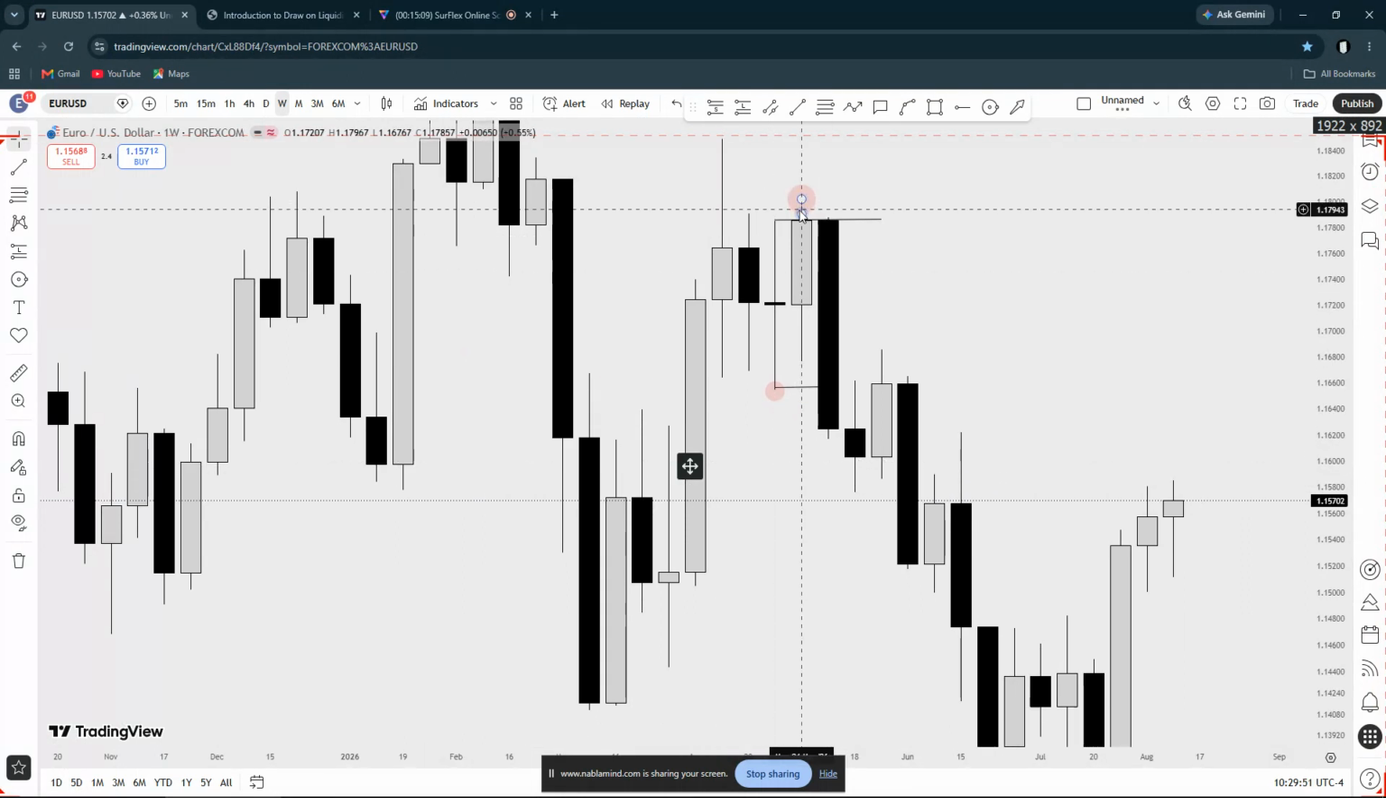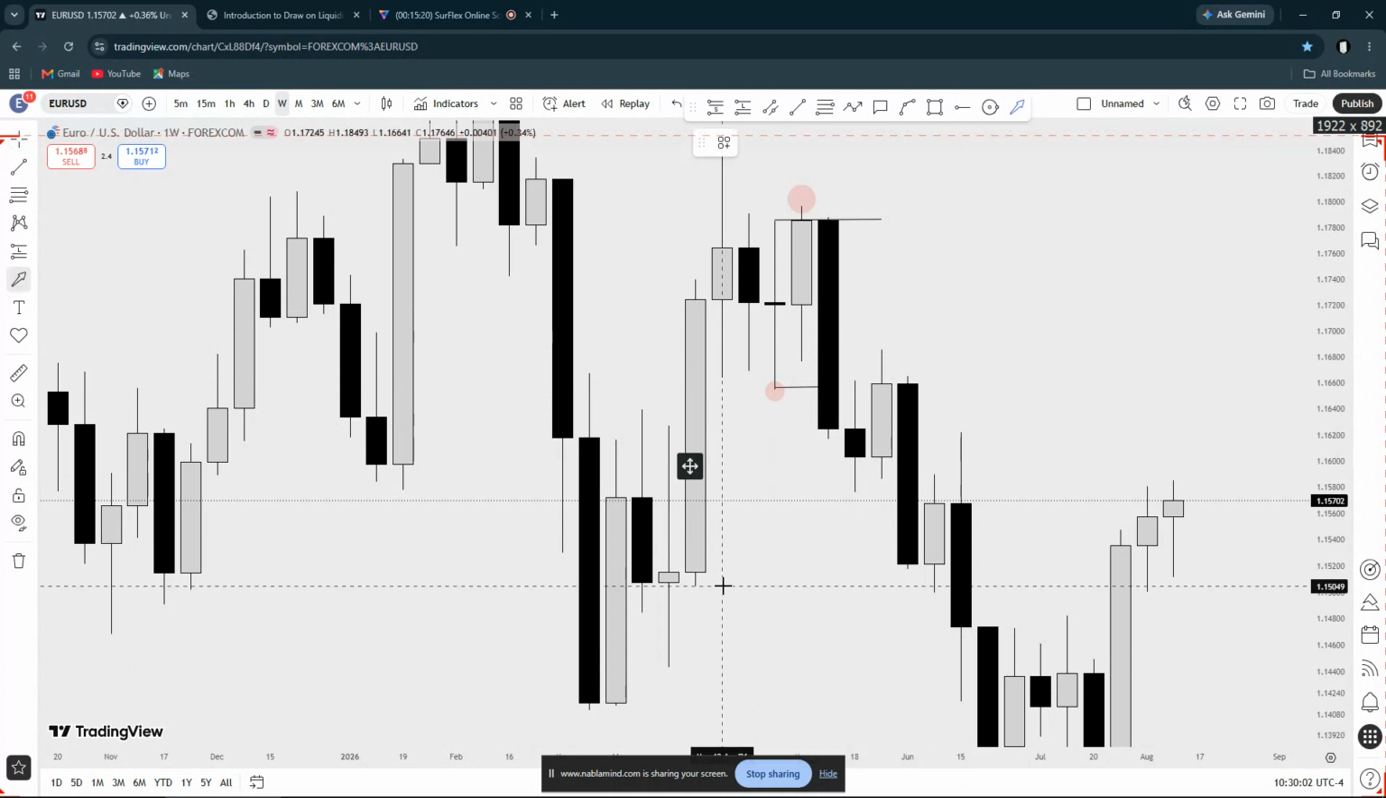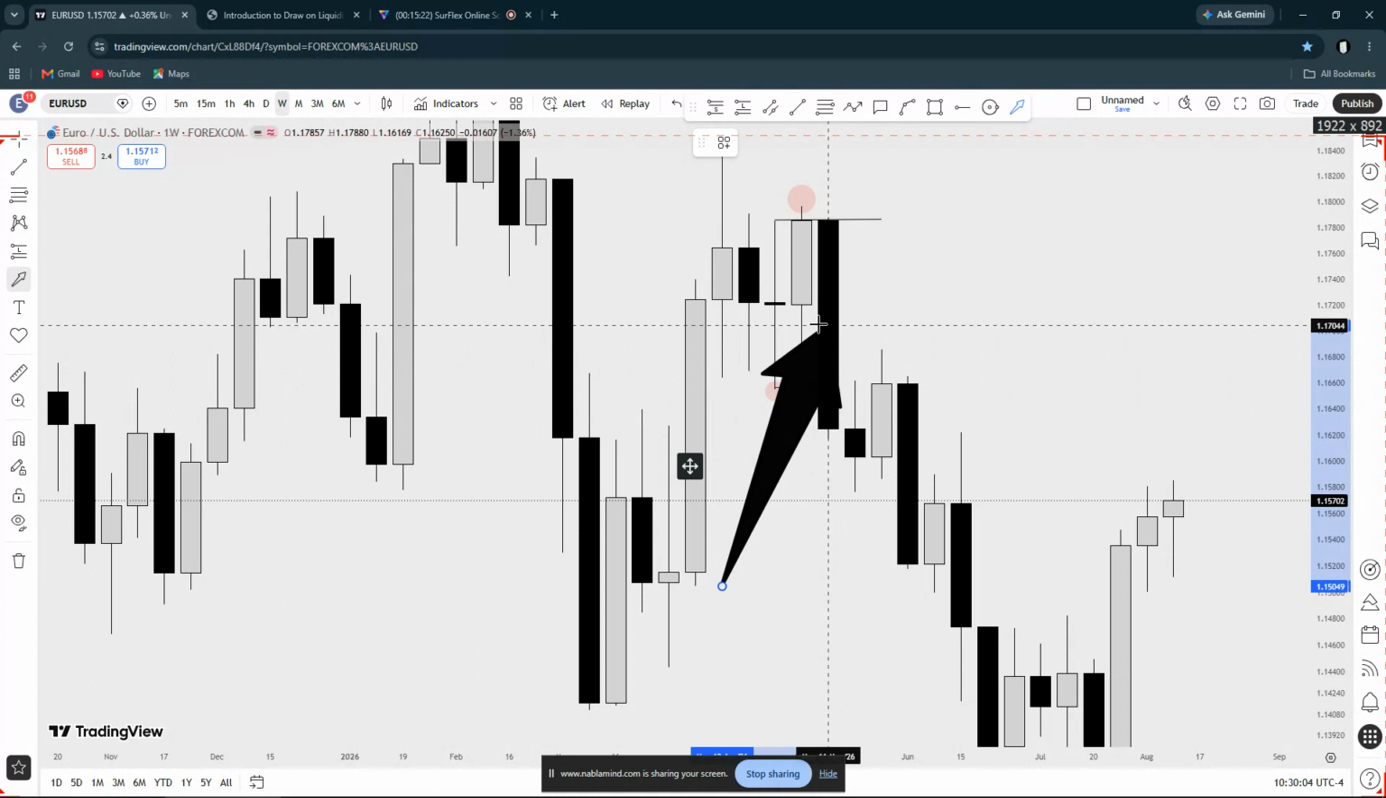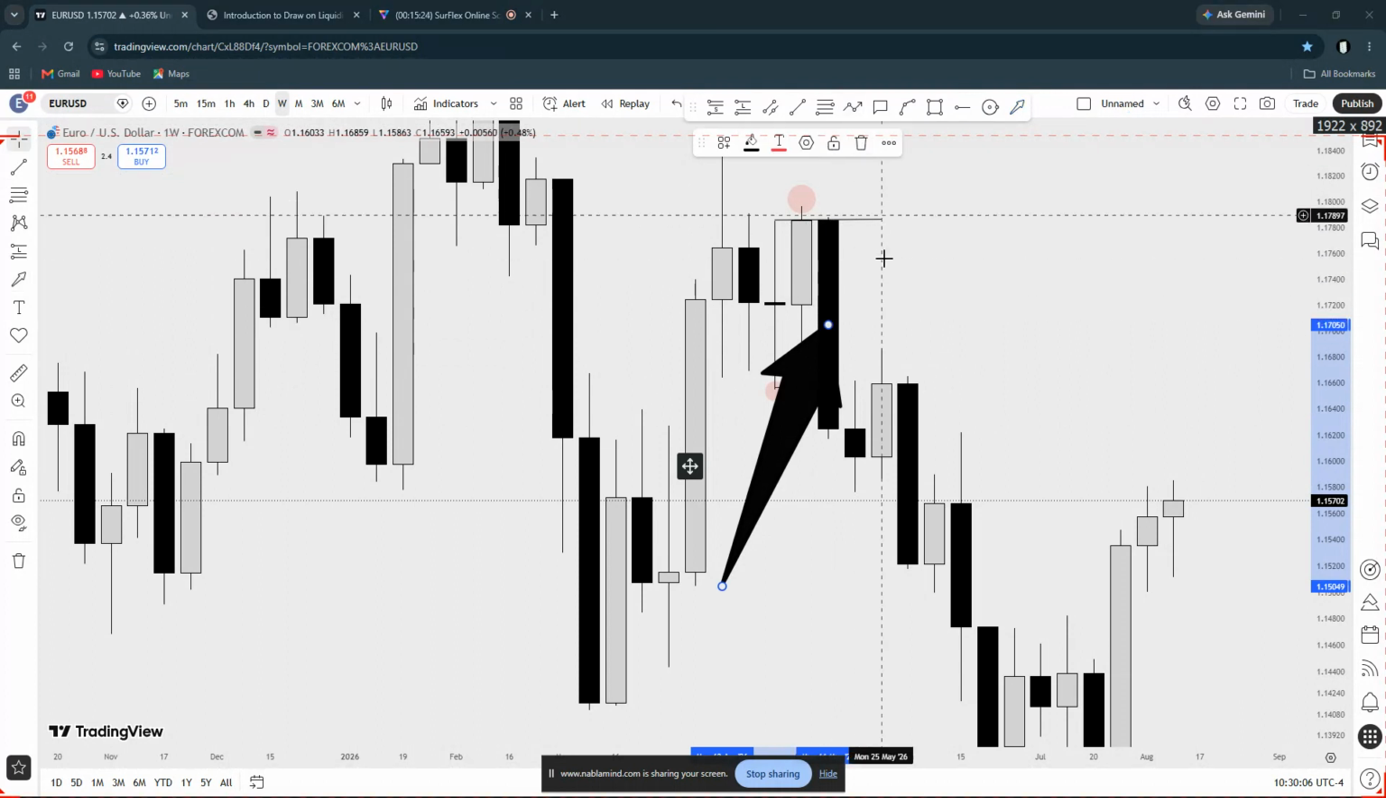So when price delivered, drawing liquidity from the range high, it targeted the range low and closed as a bearish candle for the week. You see, price closed as a bearish candle for this particular week. Now, what happened the next week?